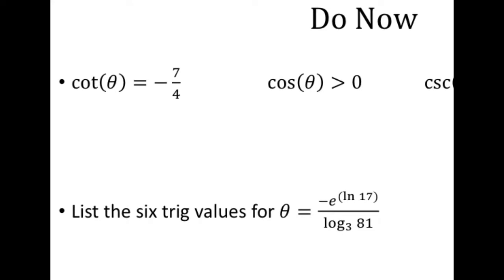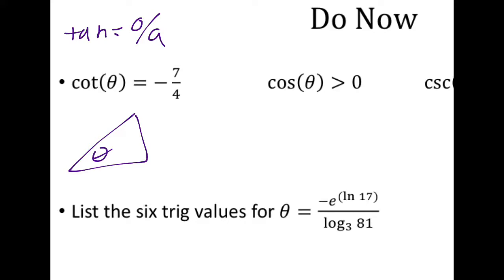So we know that cotangent is -7/4. I'm going to remember that tangent is opposite over adjacent. Cotangent is the reciprocal of that. So if I draw my little reference triangle, I know cotan is going to go to adjacent over opposite. So my adjacent side is 7, my opposite side is 4, and I need to figure out the value of my hypotenuse. Notice this time it's not a Pythagorean triple.